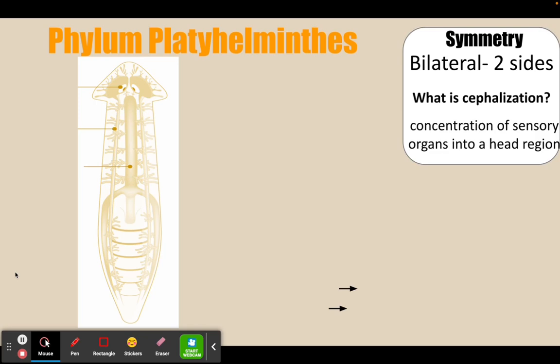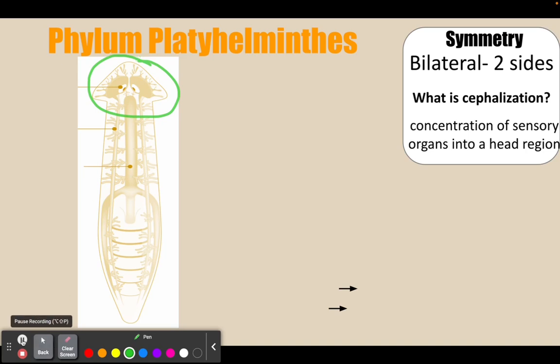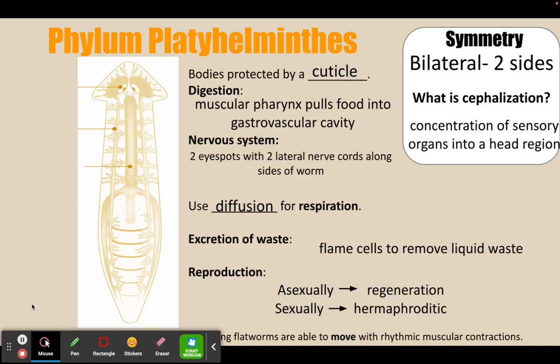So, like we mentioned, the platyhelminths are going to have 2 sides that are very similar. So that's why it is referred to as bilateral symmetry. And there is cephalization, which is that concentration of sensory organs into the head region. So on our platyhelminths here, you can see this is going to be the cephalization or the head region. So this is now where I would actually like you to pause the video if you're listening at home, so you can just copy down the information and then you can listen to me.